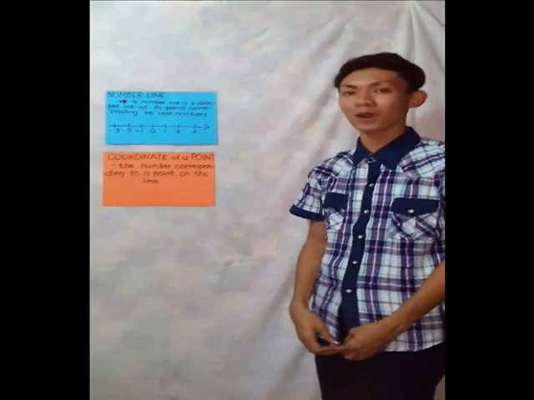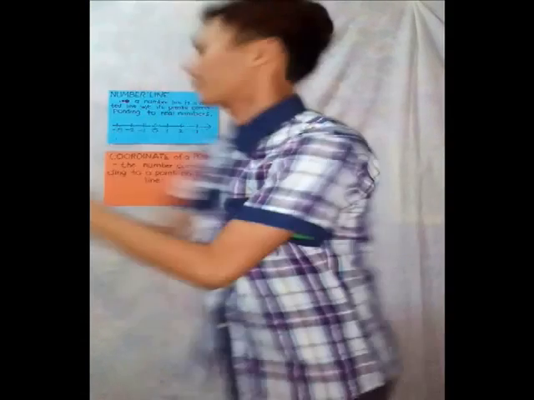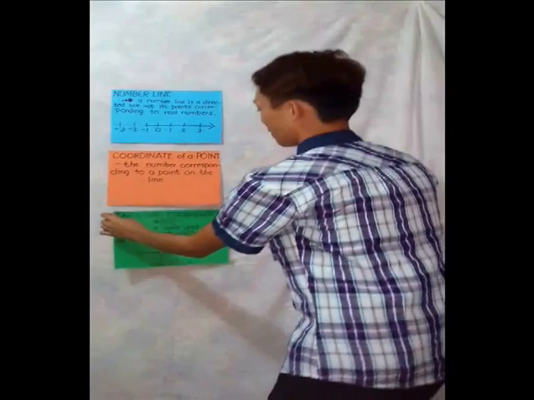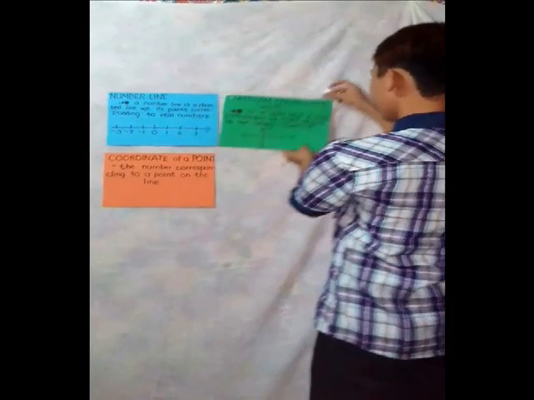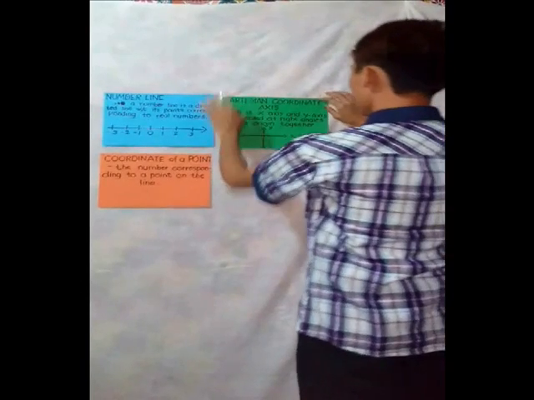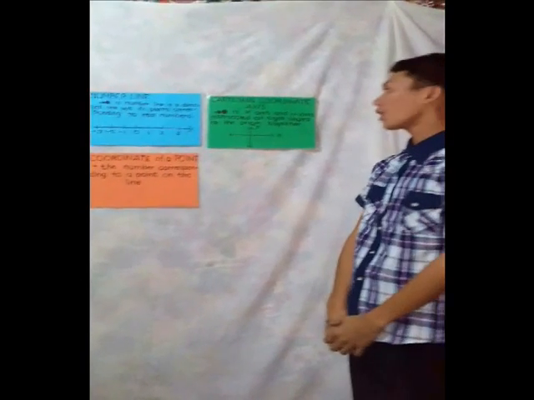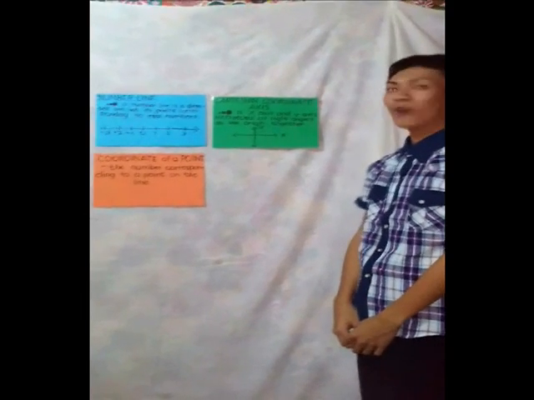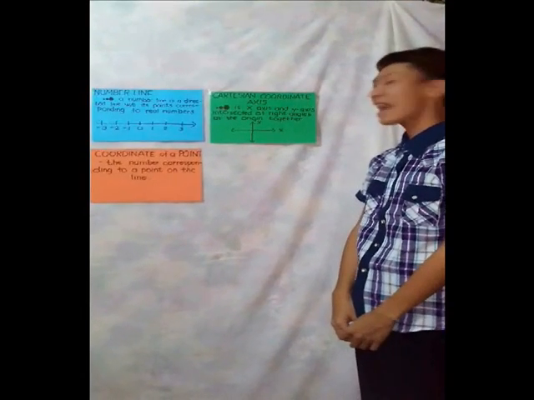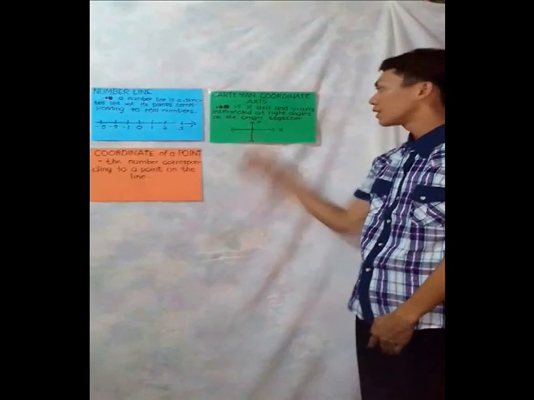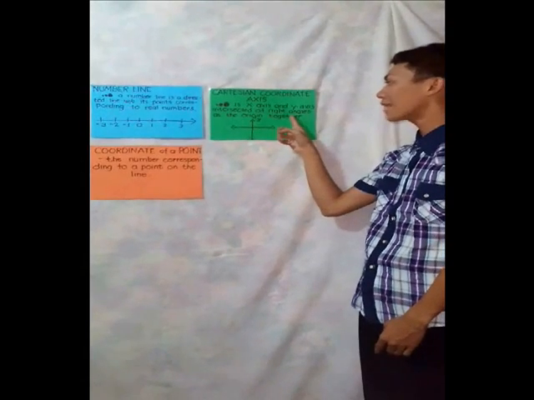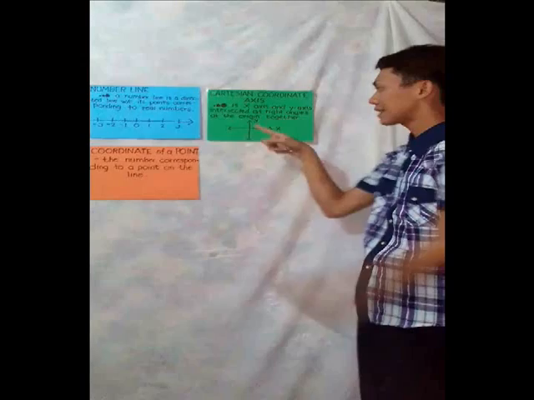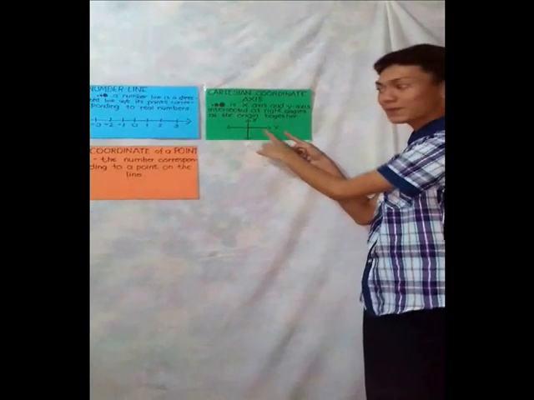Next is the Cartesian coordinate axis. A Cartesian coordinate axis is x and y-axis intersected at right angles at the origin together. So this is the x and this is the y. It is called right angles because it is from 90 degrees like this and this.